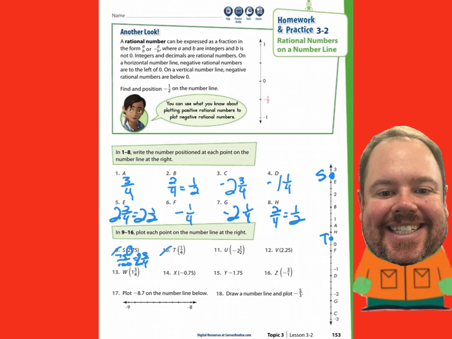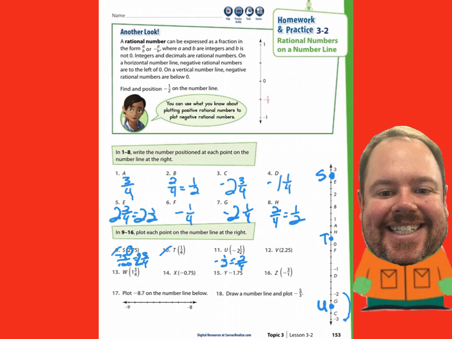So we got 9 and 10 done. U is -2 and 1/2. So it's going to be between -2 and -3. And 1/2 is 2/4 negative. So we need to go -2 and 2/4, which would be two spaces after -2. And that will be U.